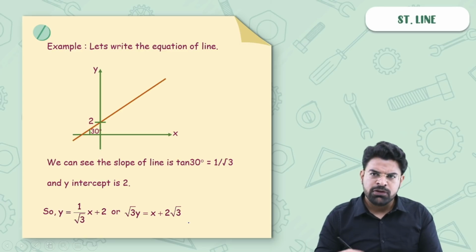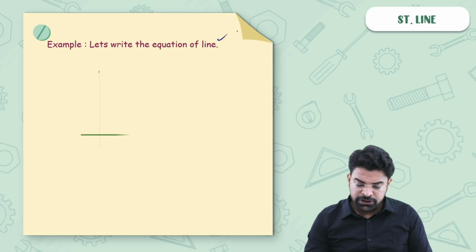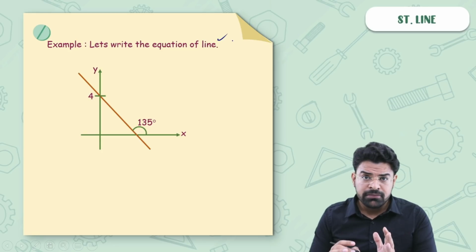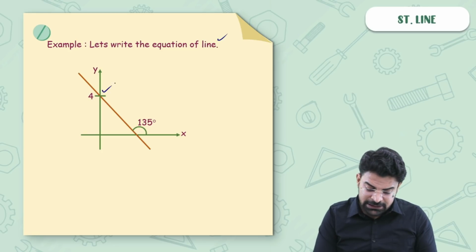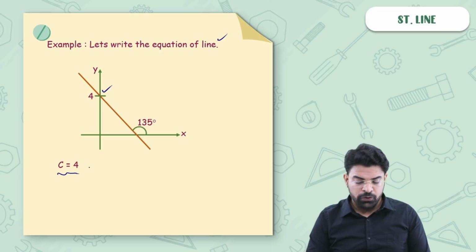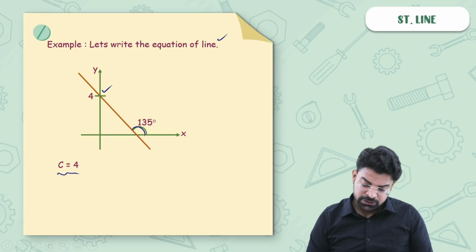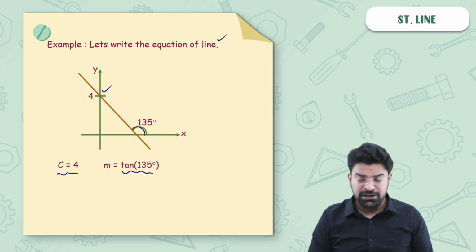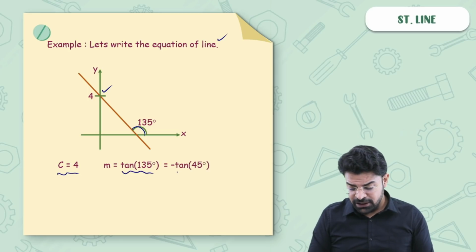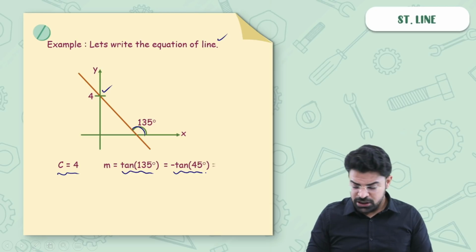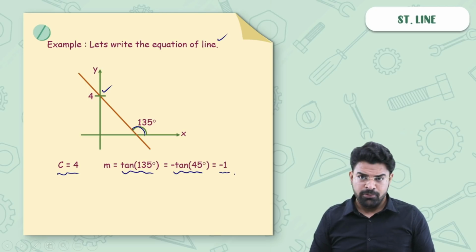So let's practice one more example. Sure. Let's write the equation of the line shown here. So just looking at this straight line, we can say that the y-intercept for this line is 4. And what is the slope of this line? So we can say that the slope of this line is tan 135. And tan 135 is also equal to minus tan 45. Tan 45 is 1. So the slope of this line will be minus 1.